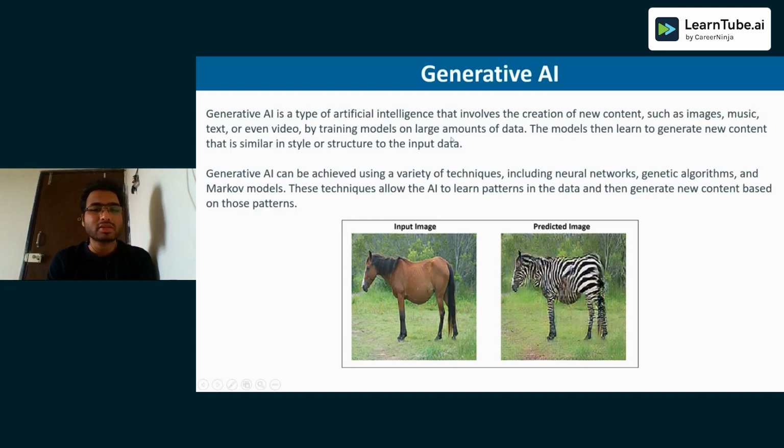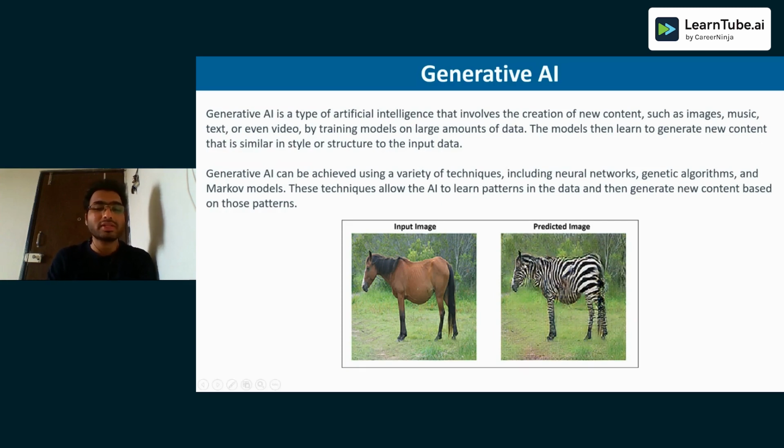First of all, it will train the model on a large amount of data. Once the algorithm has trained itself on this large context, it will be able to generate some new images which might not exist. The models then learn to generate new content that is similar in style or structure to the input data. So the data would be quite similar, and you won't be able to distinguish much. For example, here one image is added. Here it says input image, but for the model, lots of images, or basically a lot of data, is required.